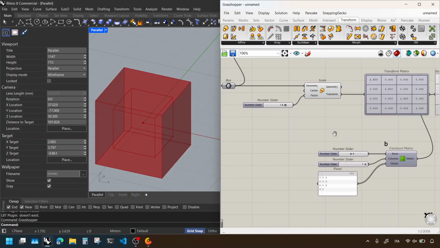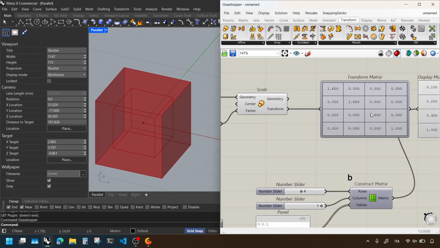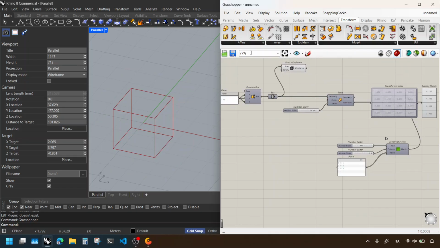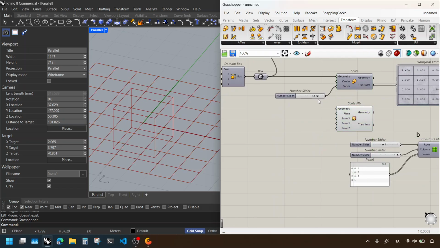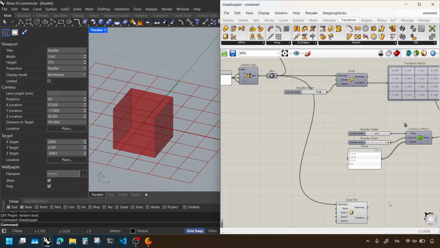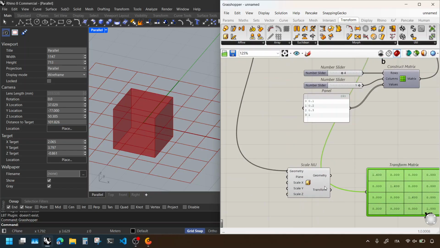So we have scale now, and we saw that the scale goes here, and these 3 coefficients are the scaling in each direction. So we can actually turn the preview off and use this other component, scale NU, so non-uniformly, and then you can put the box in again, and you'll get a plane relative to which you want to do the transformation. In this case, we just get the world xy. We're fine with that. Okay, let's connect this matrix again here.